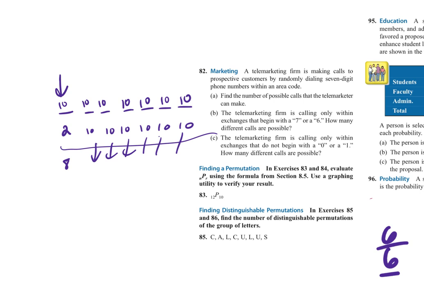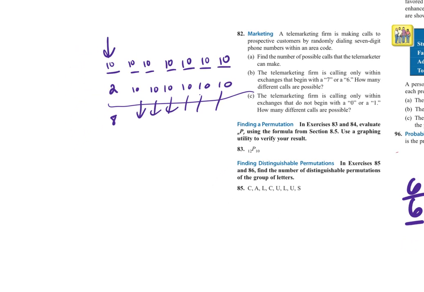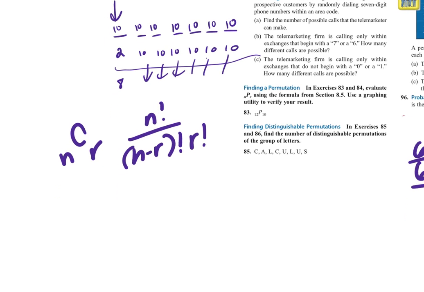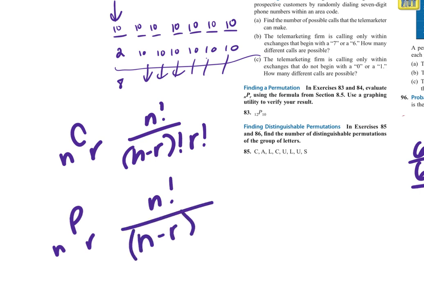The formula for combination is the one that has the R function. Correct, because that one is smaller. There's less combinations than there are permutations, right? So your CNR has the R on the bottom: N factorial over N minus R factorial times R factorial, because I want to divide by a bigger number. The PNR is N factorial over N minus R factorial.